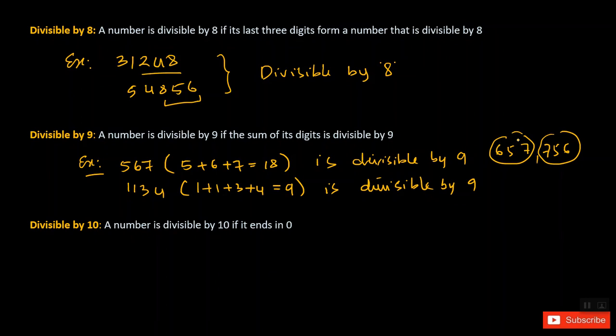Alright, let's move on. This is the simplest of all. Divisible by 10: a number is divisible by 10 if it ends in 0. Any number ending with 0, no matter how big, is divisible by 10. For example, 2300, as it ends with 0, or 543420. This entire thing is divisible by 10 as it ends with 0, and so on. Alright, let's move on.